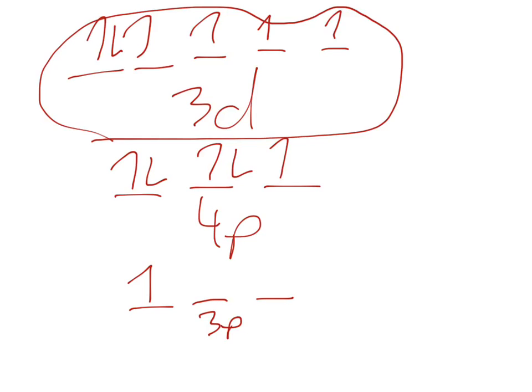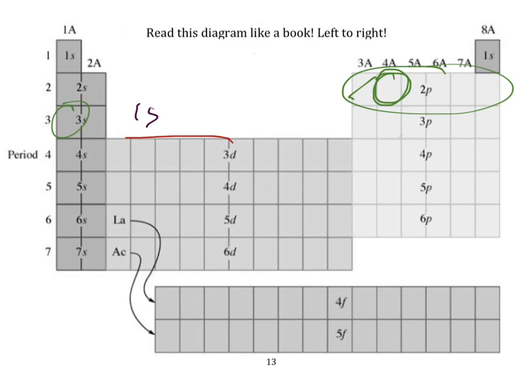Well, we know it's in the 3d's, and how many electrons are there? There's a total of 6 electrons there. If you count them, there's 6 electrons. And so here are the 3d's, and it's 1, 2, 3, 4, 5, 6 electrons. And that happens to be iron.